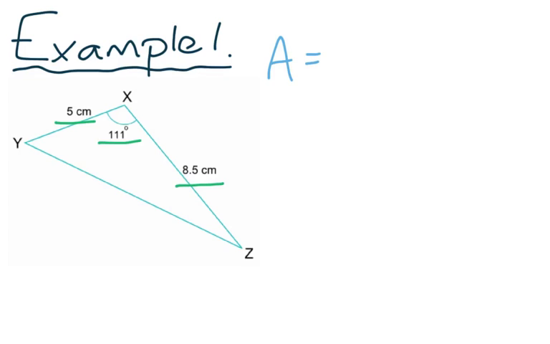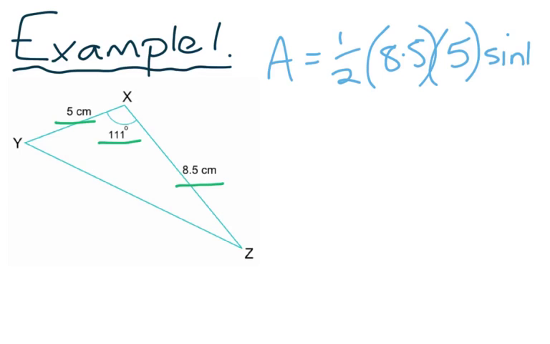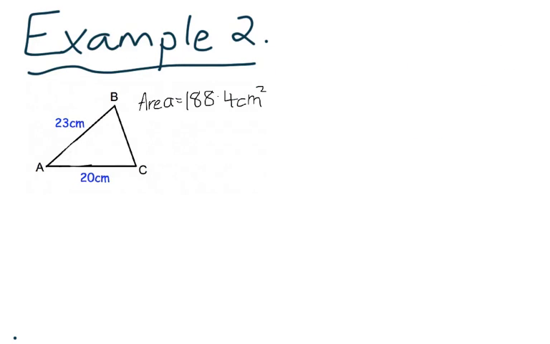So we would do half of A times B. So that's half of one side times the other. Then we multiply it by sine of that included angle. And once you do that, you should get 19.8 to one decimal place. And its area, so we do centimetres squared. So it's a fairly simple formula, as long as you can remember that it has to be that included angle.